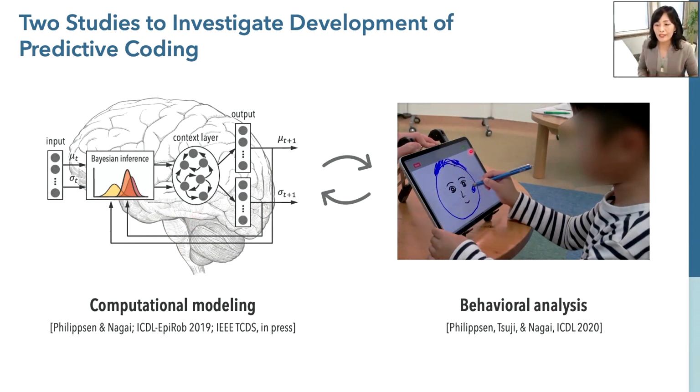And the second study is the behavior analysis of human children. We directly assessed the human child behaviors and then analyzed their behaviors based on the predictive coding theory. We presented these two studies in the last year's and this year's ICDL conference. So if you are interested in the details, you can have a look at our papers. So let's go to the first study. It's in computational modeling.